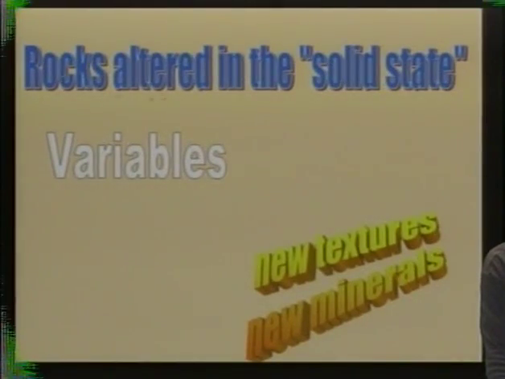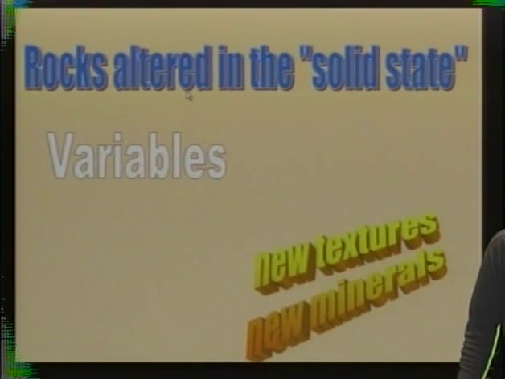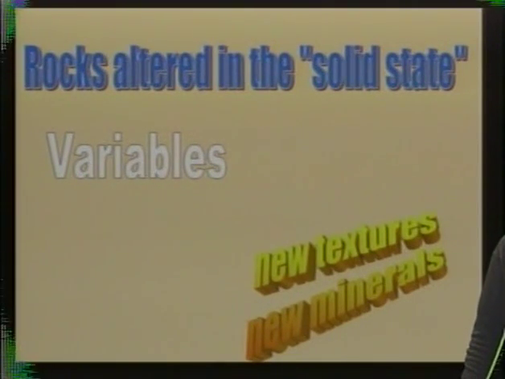So let's take a look at it. The metamorphic rocks are rocks that are altered in the solid state. And I put solid state in quotes because at the atomic scale, things can dissolve and migrate. But we're not melting the rock. The key thing is that we're not melting it. We're not heating it up. If we do that, what category are we in? We're back to igneous rocks again.